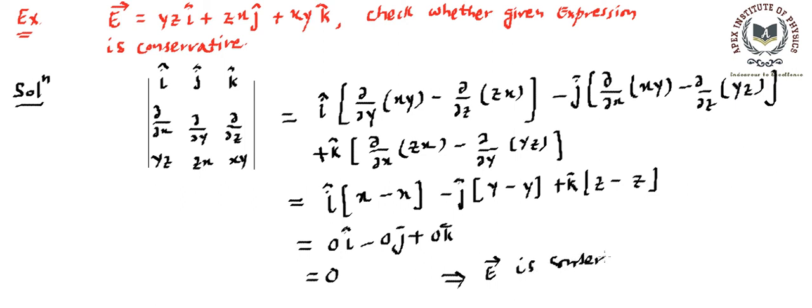So this is how we can check whether a given expression is conservative or not. That means this expression can represent an electric field. And if it had come out non-zero, then we say this expression cannot represent an electric field, because for that it has to be conservative in nature, right? So these are the points that we have discussed in this video. Please rewatch, make your notes and follow it.